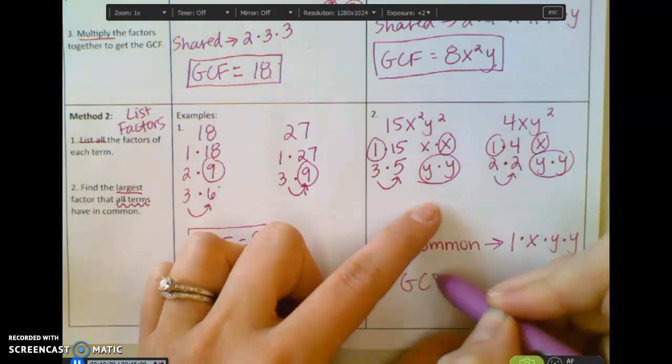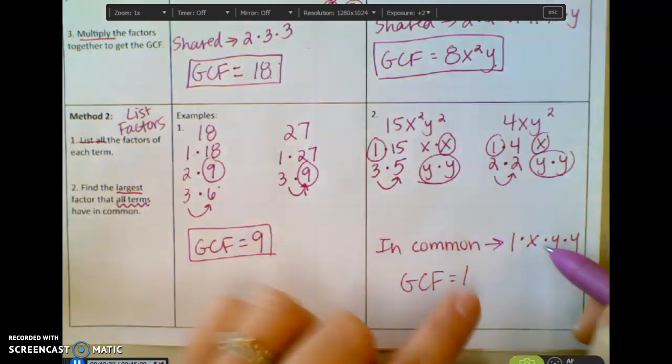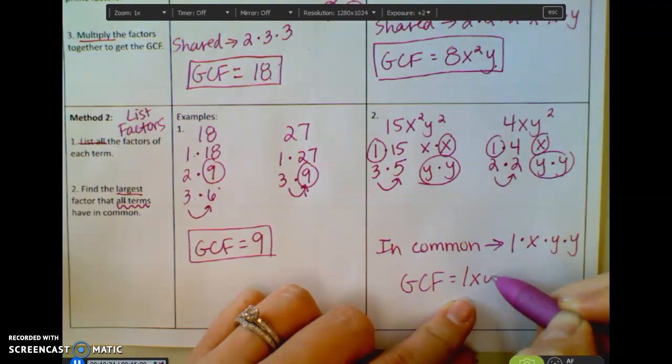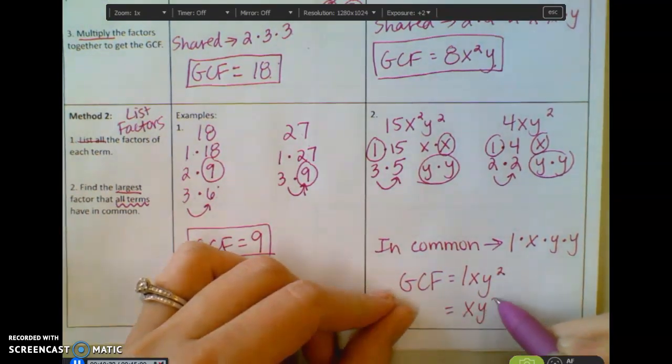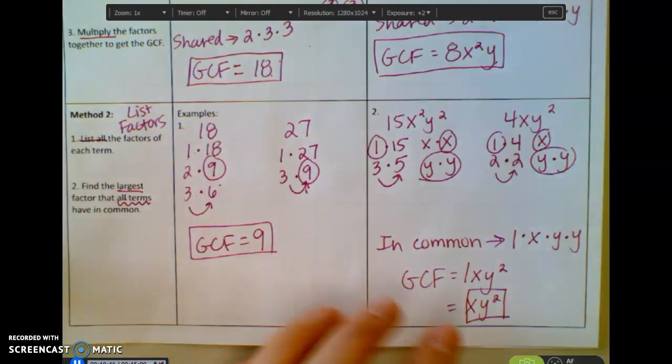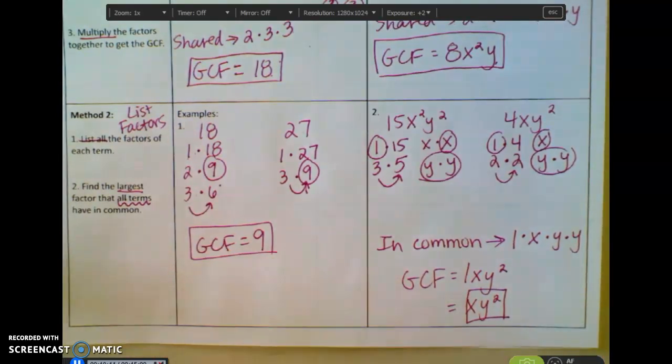So what's the GCF of this one? We have 1x, and then y times y is y squared. Do we really need to write the 1 there? No, we can just write it as x, y squared, and that is our GCF.